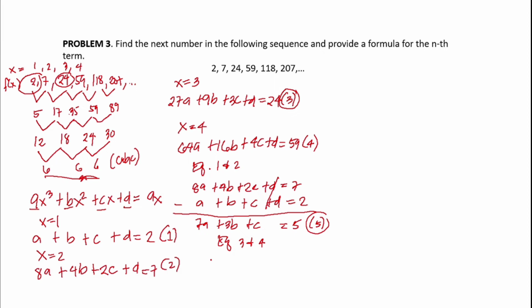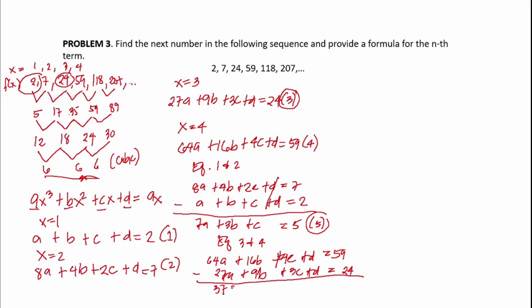So we have here 64a plus 16b plus 4c plus d is equal to 59 minus 27a plus 9b plus 3c plus d is equal to 24. Subtract here, this will become 64 minus 27, that is 37a. 16 minus 9, that is plus 7b. 4c minus 3c, that is plus c, is equal to 0. And this is equal to 59 minus 24, that is equal to 35. So we have equation number 6.